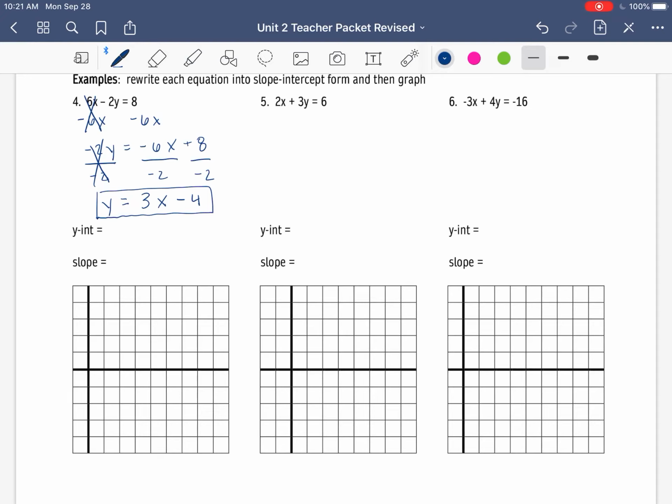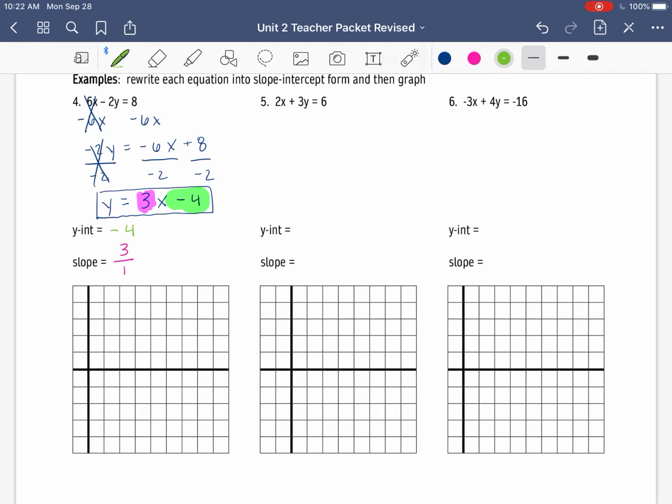Now remember, the y-intercept is the number, the constant in your slope-intercept equation. So your y-intercept is right here, this negative 4. And your slope is the number or the coefficient next to x, so our slope is 3. And remember, for slope, when we're graphing, if it's not already a fraction, we can always put it over 1. So 3 over 1 is the same as 3. 3 divided by 1 is just 3.